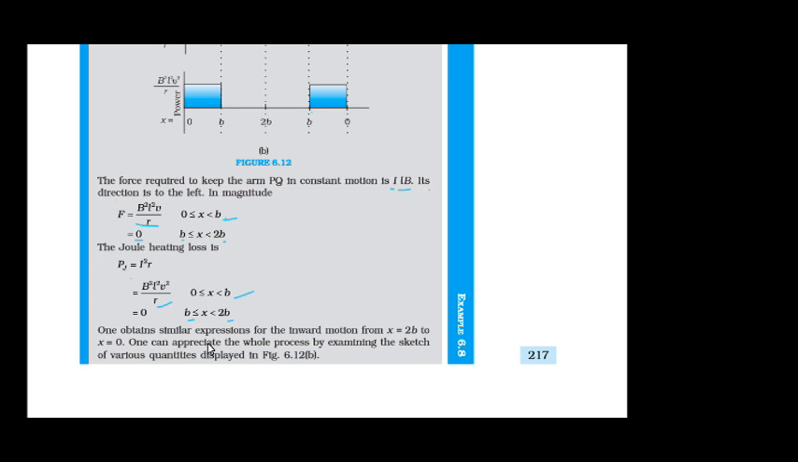One obtains similar expressions for the return motion from x is equal to 3b to x is equal to 0. One can appreciate the whole process by examining the sketch of various quantities displayed in figure 6.12b. So here the figures are drawn, and here all the power, work done, force, etc. are written.